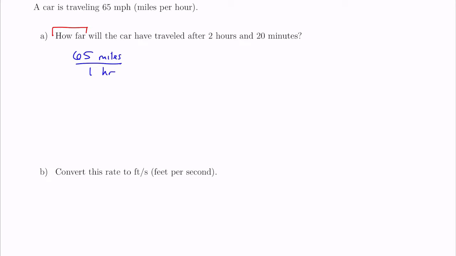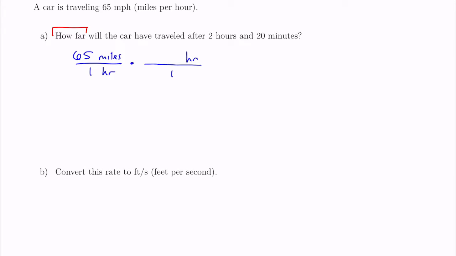we need to multiply by some fraction that will cancel out the hours unit in the denominator, but not cancel out the miles in the numerator because that is the distance. So our fraction that we need to multiply by will have to be something hours over 1. In the information we were given, we were told that the car had traveled for 2 hours and 20 minutes. We will need to convert this mixture of hours and minutes to a unit that is exclusively hours.